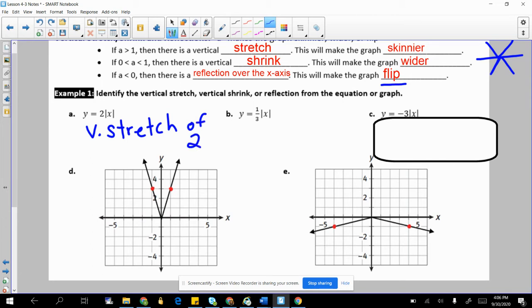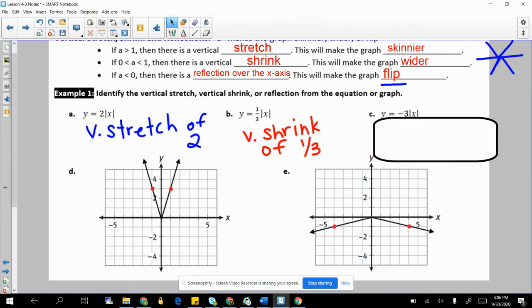Okay, because of that 2 out front. All right, then the next one, we have that 1/3 out front. So that's going to tell us it's a vertical shrink because it's a number between 0 and 1. It's a fraction. And that vertical shrink is by a factor of 1/3. Okay. So for part C, I want you to go ahead and answer that.